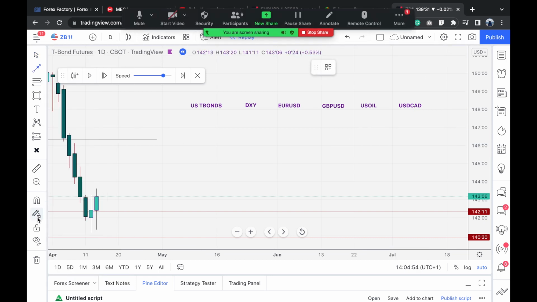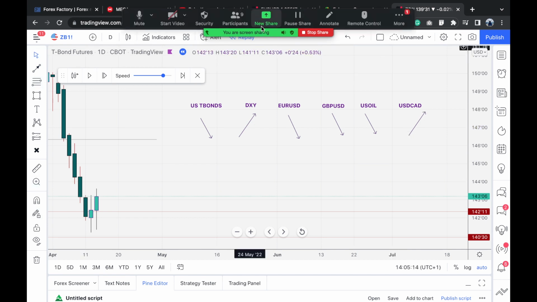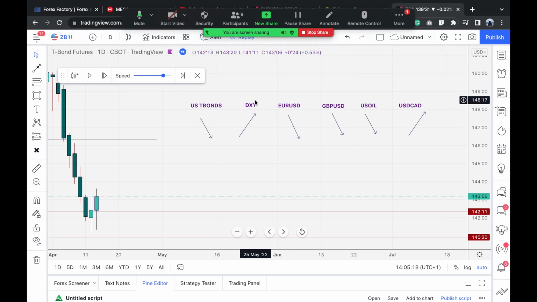If we are seeing bearish treasury bonds, we're going to see bullish dollar. We're going to see bearish euro. We're going to see bearish British pound. We're going to see bearish oil. We're going to see bullish dollar CAD. Does this make sense? Metals. Yeah. All right. Let's do it this way.